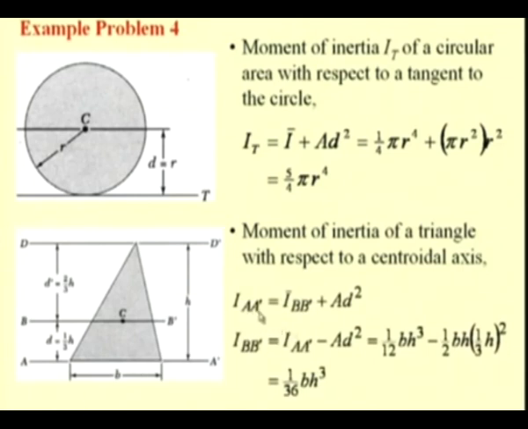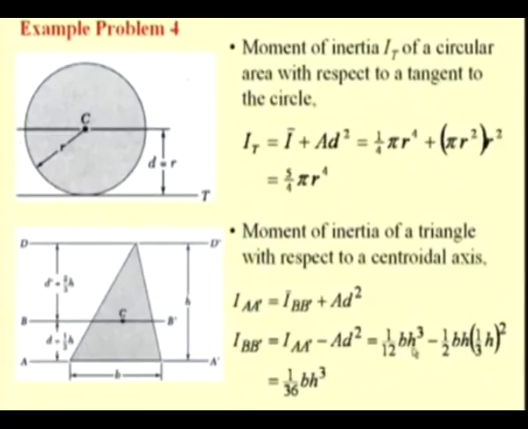So, we have I_AA' is equal to the second moment with respect to the centroidal axis plus A d square. If we know the second moment with respect to this AA', which we have just computed in one of our earlier examples, where we determined the second moment with respect to the base of the same triangle, and we determined that as 1/12 b h cube.